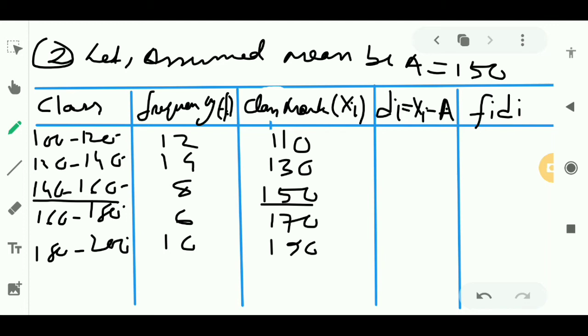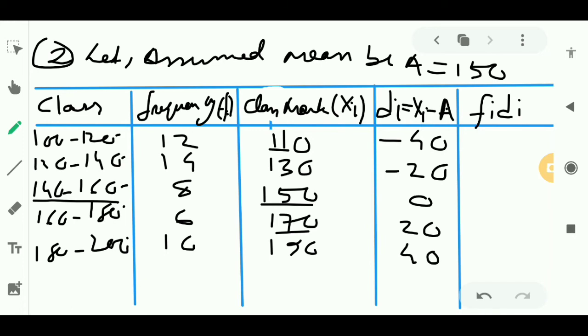Now di, we will find out xi minus a. For the first one, xi is 110. 110 minus 150 means minus 40. Then 130 minus 150 means minus 20. 150 minus 150 means 0. 170 minus 150, a means 150, so this one will be 20. 190 minus 150 means 40.